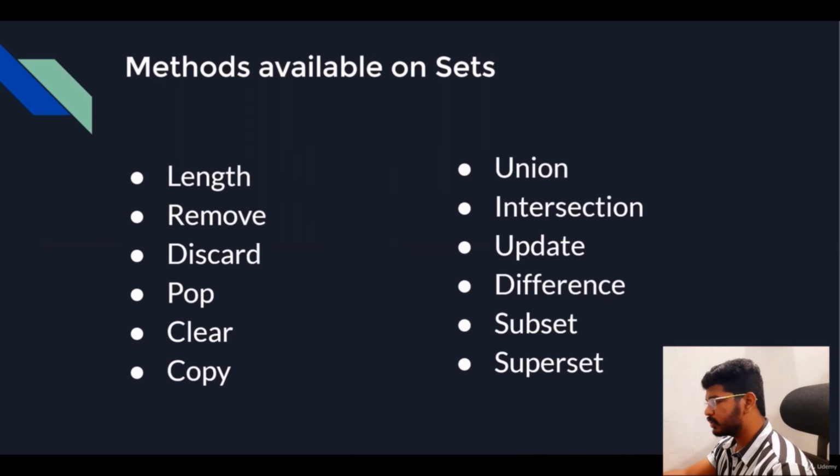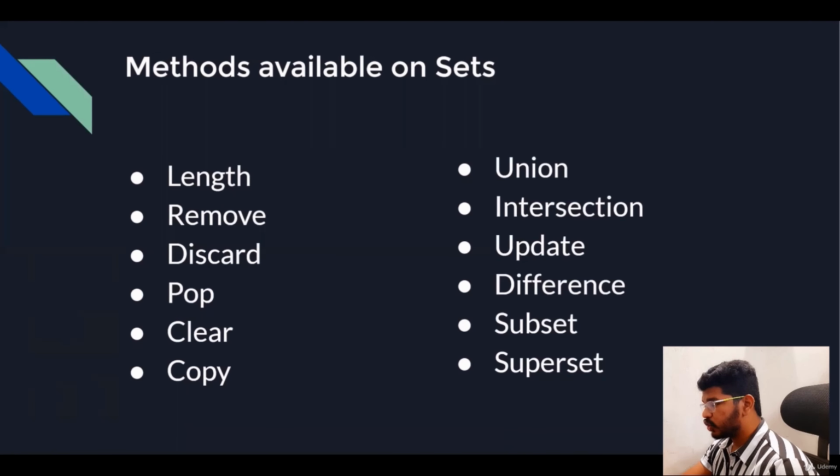Pop means it just removes the last item in a set. Clear means it will empty a set. While deleting, it will delete a complete set. But when we use clear, it just clears it to an empty set, and when we print it, we'll see an empty set. Copy means it will copy elements of one set to another set.